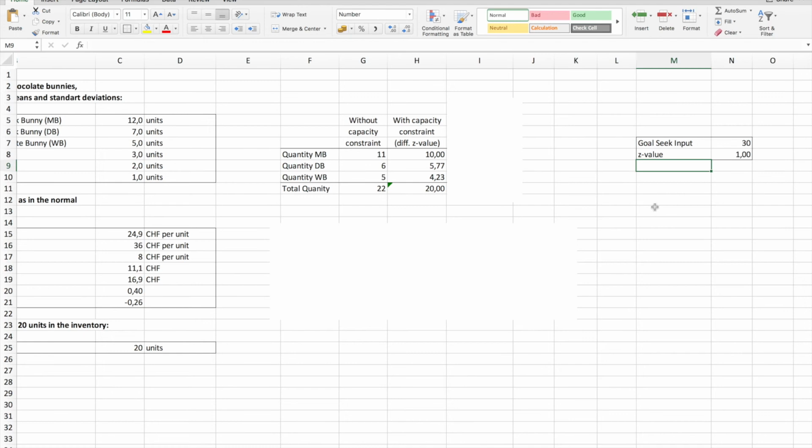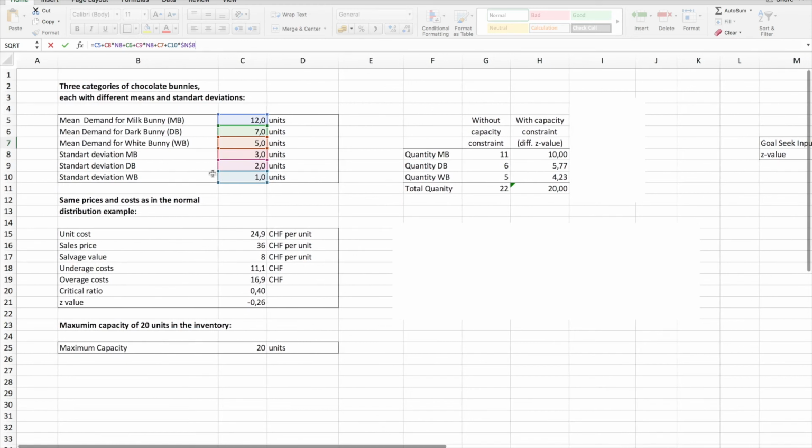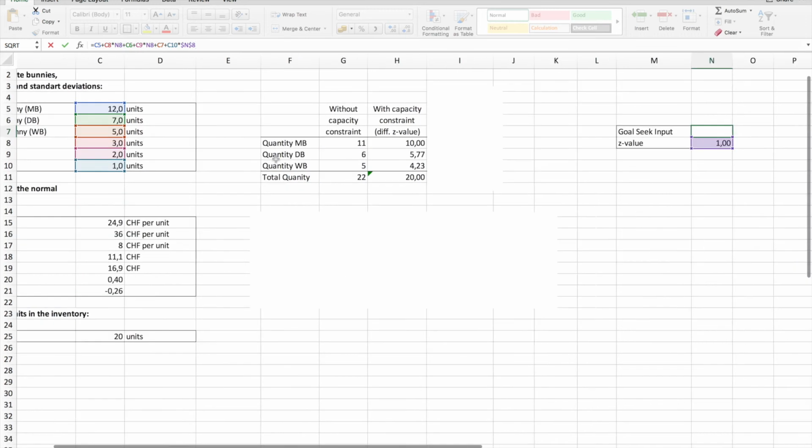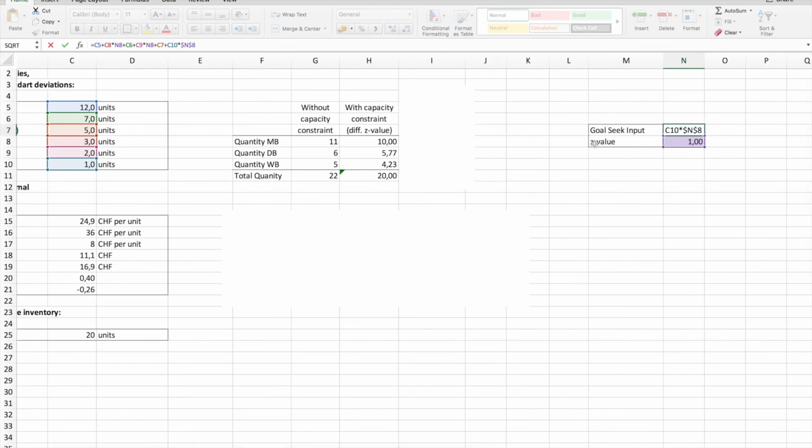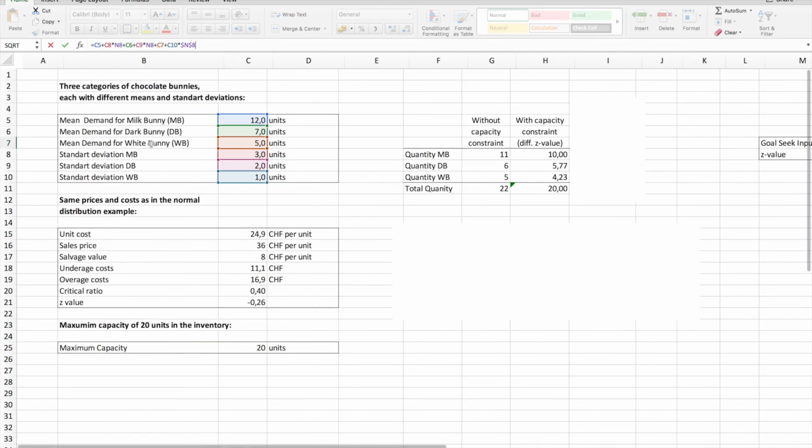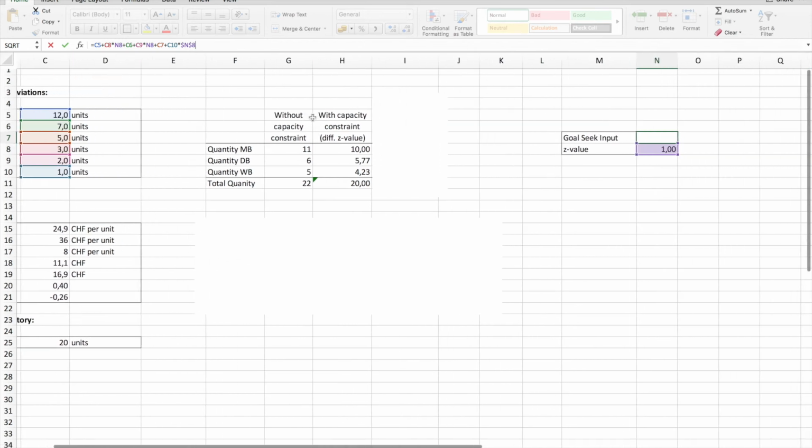So we're going to use a tool called goal seek. What we first have to do is add all the optimal order quantities together. This means that we take here the mean demand for the milk chocolate bunny plus the standard deviation for the milk chocolate bunny times an arbitrary value, which here is the Z value, and we just put in 1. It can be 2, it can be 5, whatever. And we do this for each different chocolate bunny.